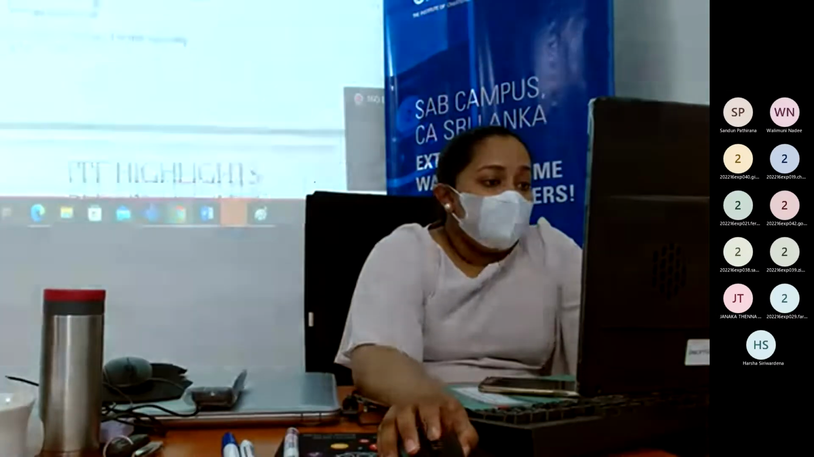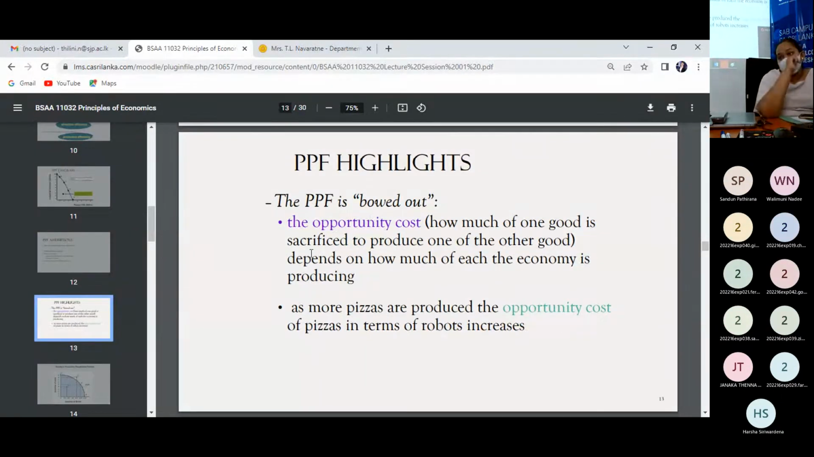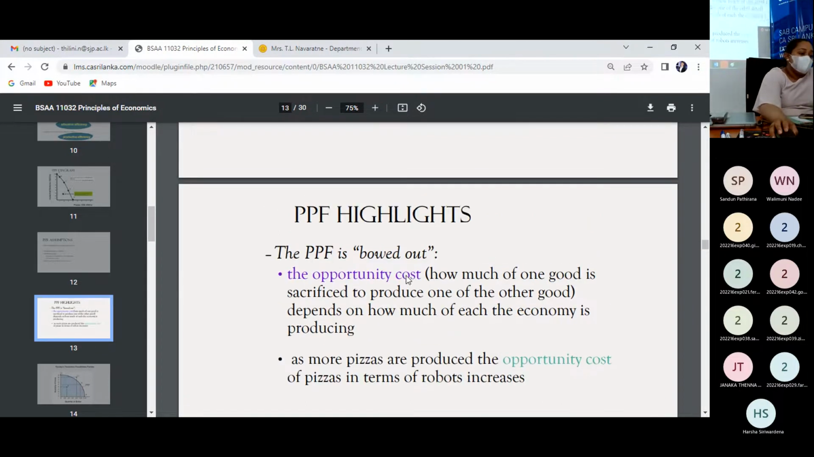Okay. Now there is a reason for that. I told you from the PPF we are representing what? Economic concepts. Scarcity, choice, opportunity cost, trade-off, efficiency. Opportunity cost is the reason for the bowed out PPF. Why? What is the reason for it to be in a bowed out nature?